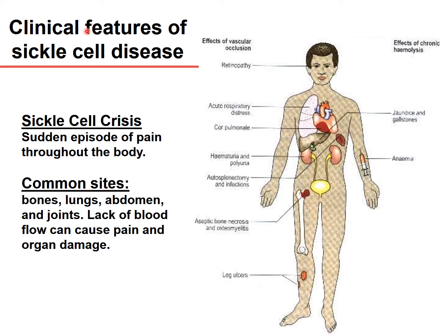Now, this is how the clinical features develop in sickle cell diseases, especially when we have a sickle cell crisis, that usually suddenly develops a pain throughout the body and different areas, for example, the bones, lungs, abdomen, joints, and the lack of blood flow can cause the pain and organ damage. And this graph summarizes the typical symptoms of sickle cell anemia.